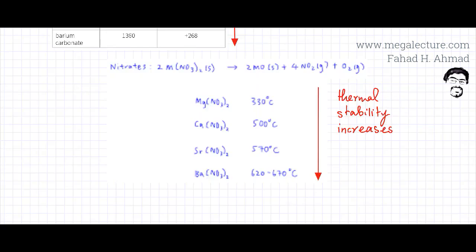I've also written down the decomposition temperatures for the nitrates. And as you can see, the thermal stability increases down the group. Magnesium nitrate decomposes very easily, whereas barium nitrate requires a much higher temperature for decomposition.